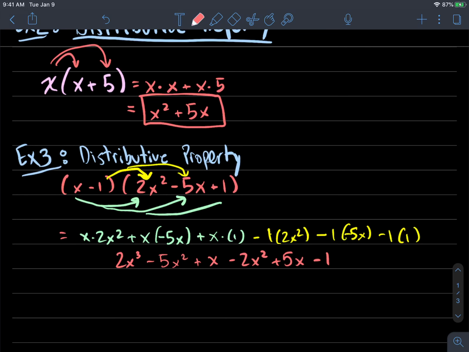Let's keep our equal sign. And we're going to have 2x cubed. Nothing else has a cube, so we're going to keep the 2x cubed. All right, and then this is where it gets tricky. You're going to have negative 5x squared and minus 2x squared. You got to look for that, all right? Negative and negative, that's like addition, only you keep the negative sign, so it's going to be negative 7x squared.